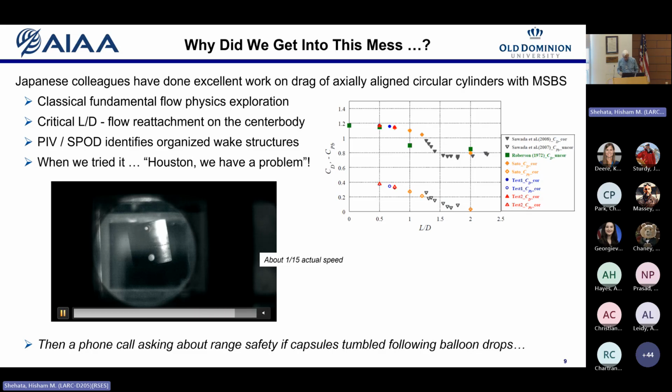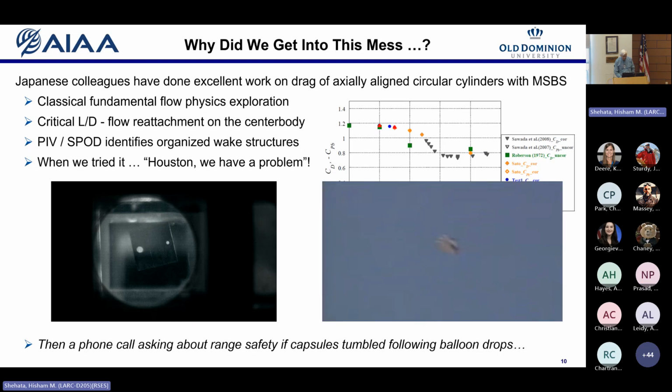Which is one of the things that's been looked at before with these booster segments. So we thought, well, we'll just dust off this and start actually making measurements. And tumbling of capsules, of course, does happen.